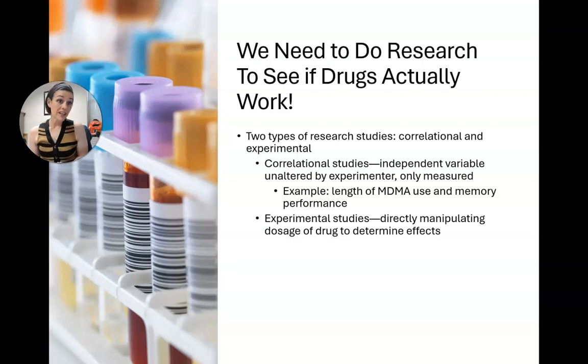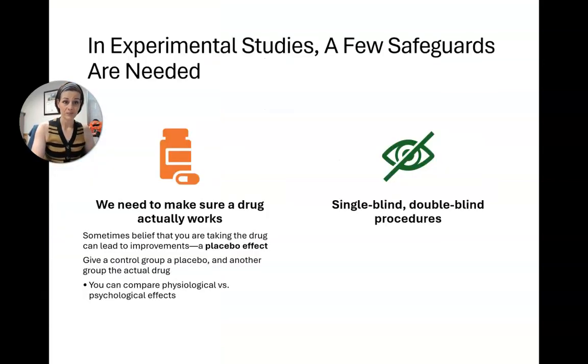So for example, we can find people who have a history of taking drugs like MDMA and see how long they've used, get a measurement for that, probably through self-report, and then take a look at their memory performance, which is our dependent variable here. And we're going to see if they correlate. We can also do an experimental study where we are directly manipulating the dosage of a drug to determine different types of effects. Randomized clinical trials, which are often used to see if drugs can be used to treat therapeutic effects, are a form of experimental studies.